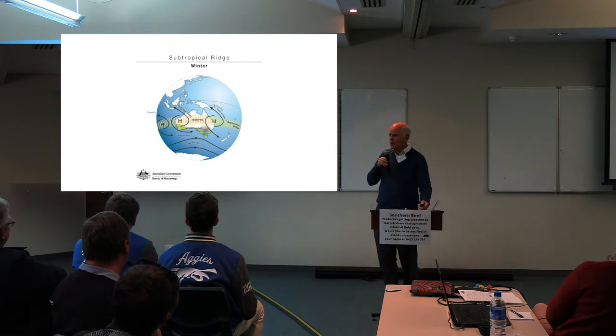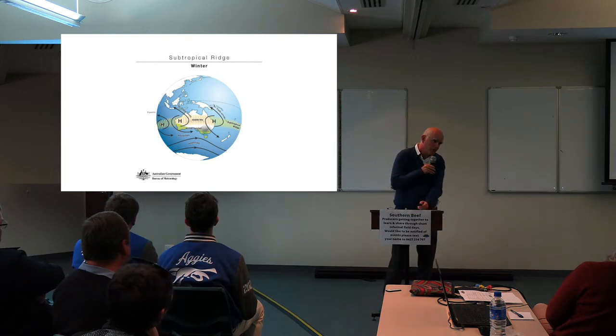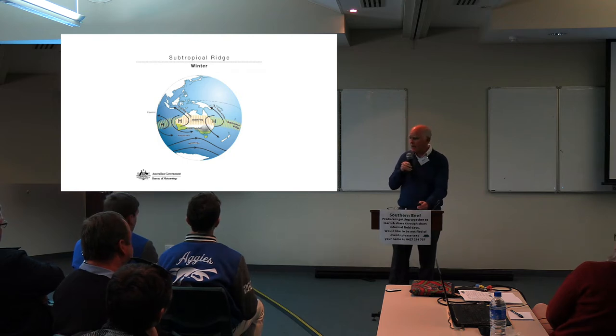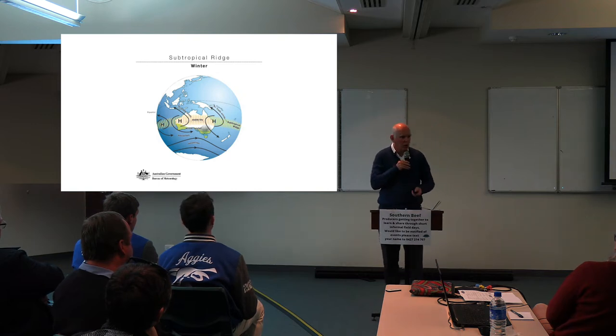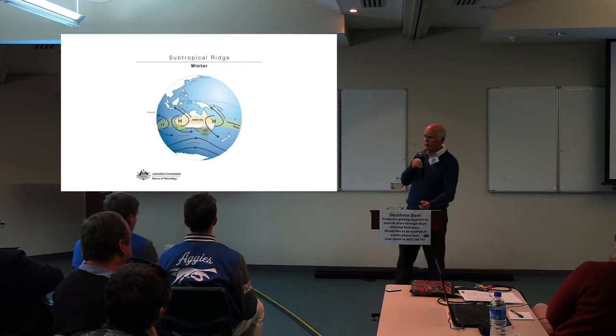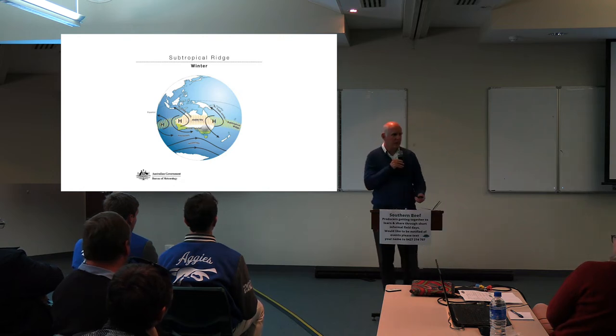Now, which way do the winds blow around a high pressure system? Clockwise or anti-clockwise? Anti-clockwise. Okay, easy way to remember that: another name for a high pressure system is an anticyclone. So anti-clockwise for an anticyclone, clockwise for a cyclone, unless you're in the northern hemisphere, and then it's the opposite way around. But who cares? Okay, nobody, because we live in the southern hemisphere.